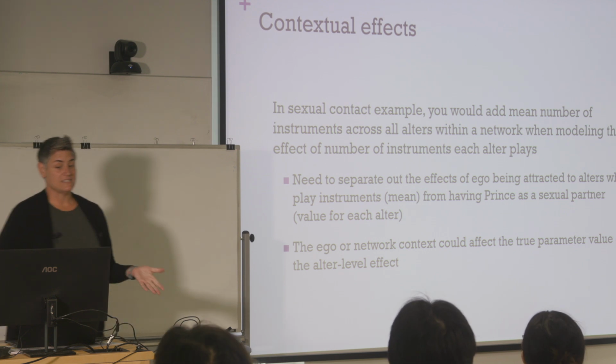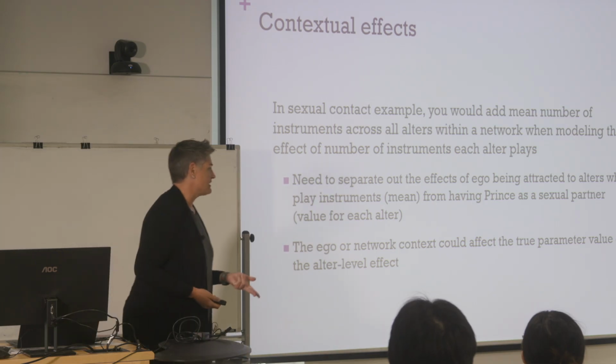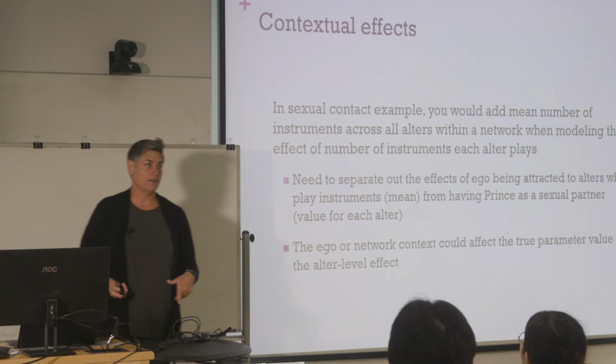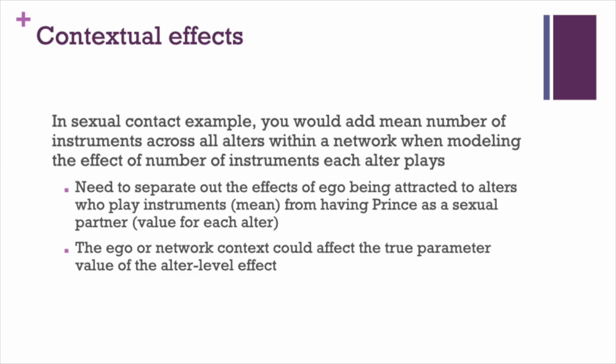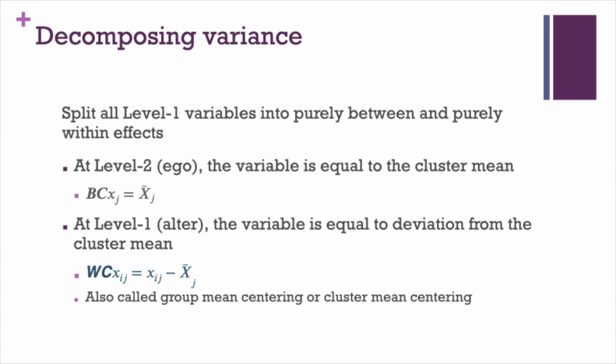What we find is that sometimes the ego or the network context can actually affect the true parameter value of that alter level effect. And you don't want that to happen. So another option is decomposing variance. If you have heard of variance decomposition models, or within and between effects being decomposed, that's another option for dealing with cluster confounding.